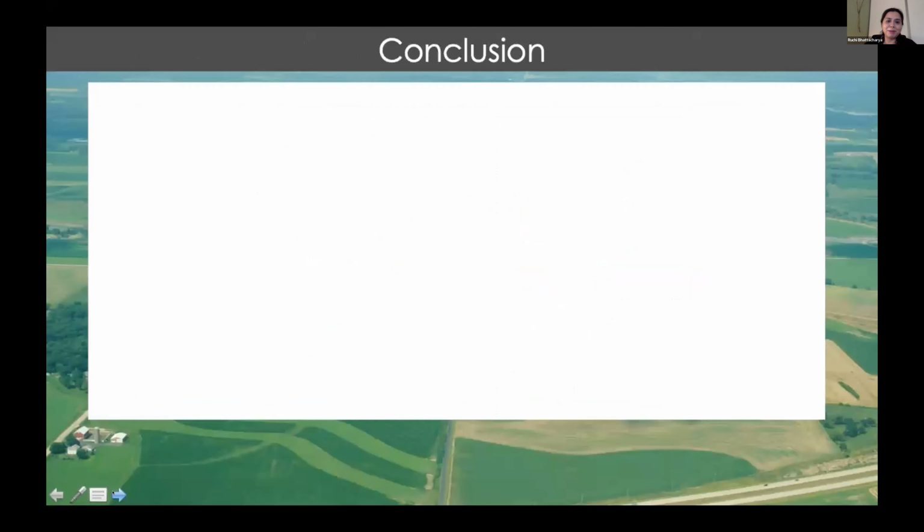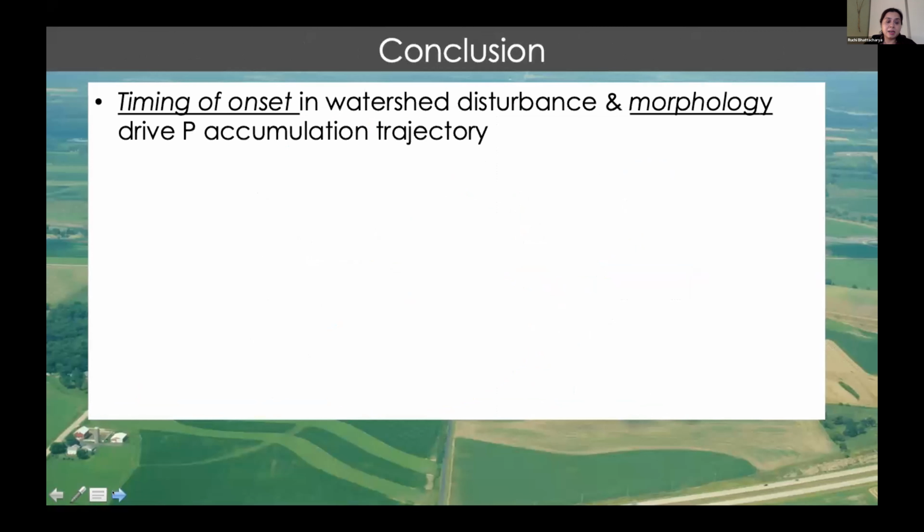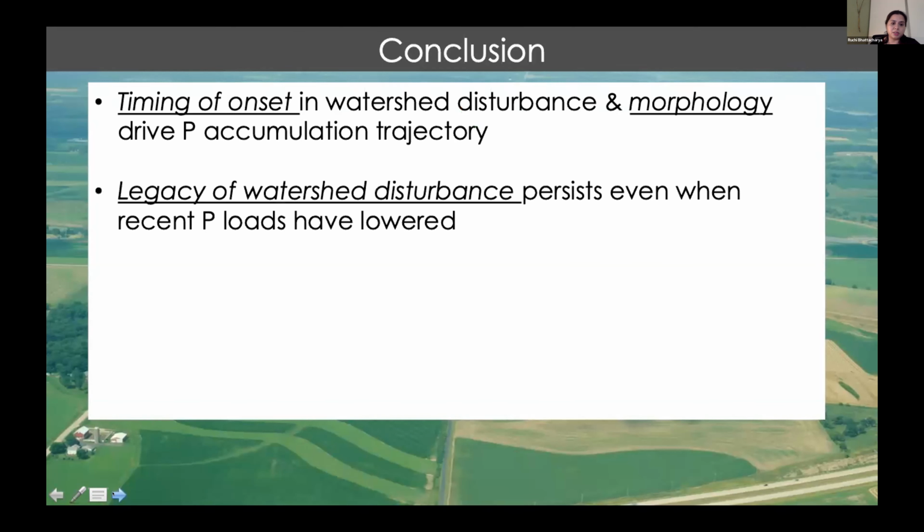So very quickly to summarize then. We found that the timing of onset of watershed disturbance matters a lot, but you also have to think about the morphology of the watershed and the reservoirs or lakes in their role in driving phosphorus accumulation trajectories. The legacy of phosphorus disturbances play a big role, and their effects persist even though the external loading has sort of decreased.